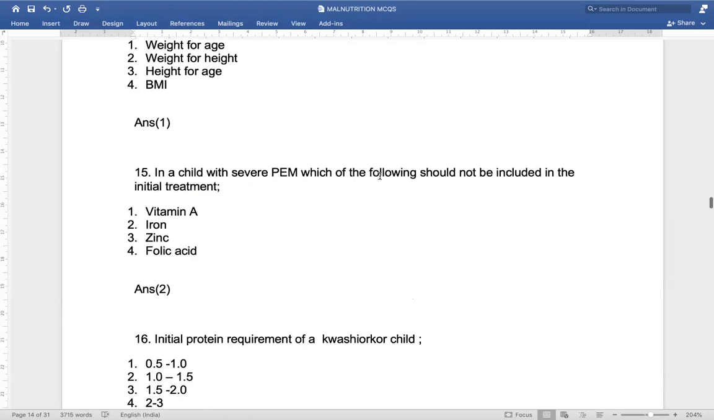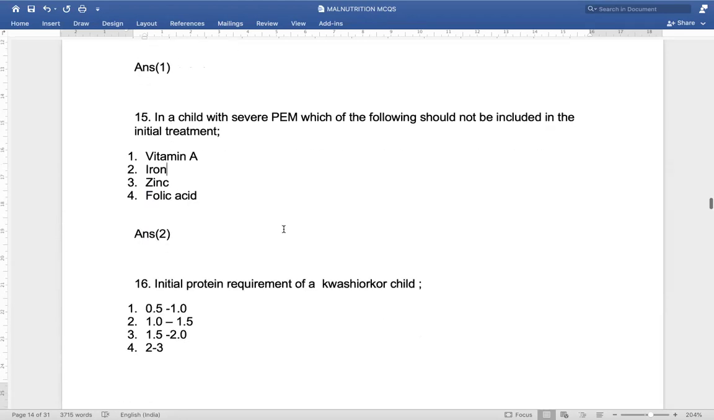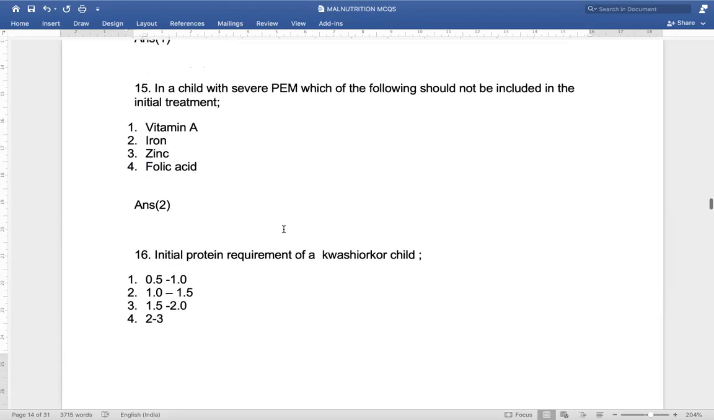In a child with severe PEM, which of the following should not be included in the initial treatment? So initial treatment, as we all know, iron should not be given. Iron should be given only after the stabilization phase, because it leads to free radical generation and also can worsen infections in the child. So iron is given only after 7 days in the rehabilitation phase, not in the initial stabilization phase.